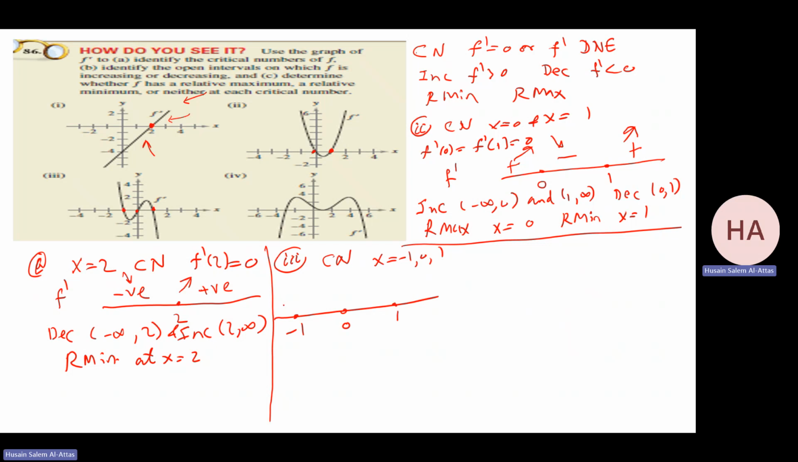Before minus 1, the function is positive. Between minus 1 and 0, the function is negative. Between 0 and 1, the function is positive, then it will be negative. I can decide easily now.